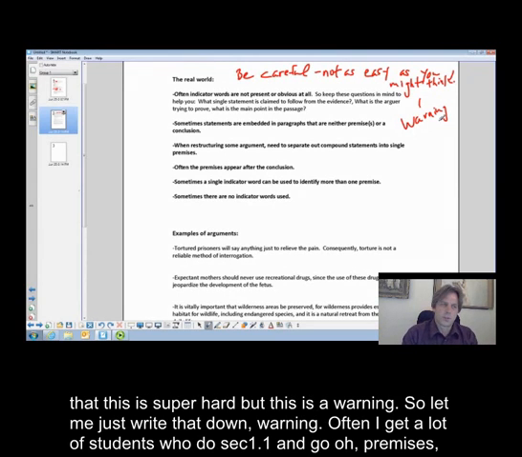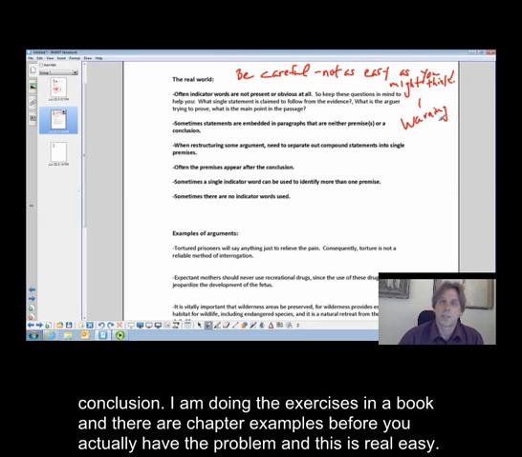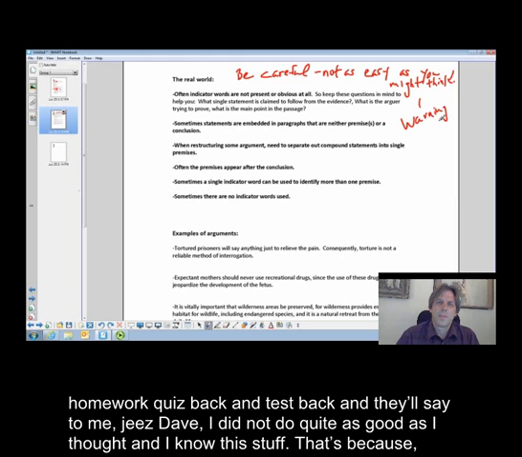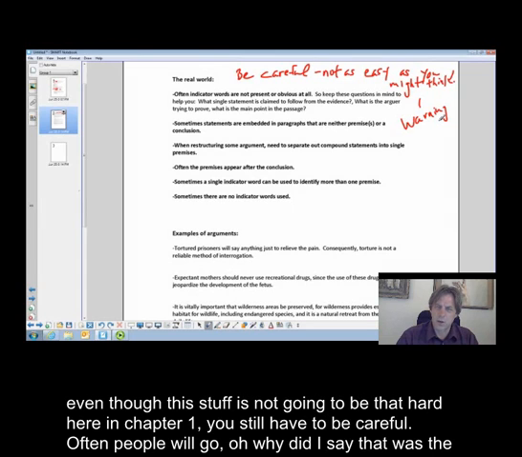Often I get a lot of students, they'll do section 1.1 and they'll go, oh, okay, premises, conclusion, I'm doing the exercises in the book, and there's chapter examples before you actually have the problems, and this is real easy. There's the premises, that's the conclusion. What I want to tell you to do is to be careful. Just slow down, because often students will get their first homework quiz back and test back, and they'll say to me, gee, Dave, I didn't do quite as good as I thought, and I know this stuff. That's because even though this stuff is not going to be that hard here in Chapter 1, you still have to be careful. Often people will go, oh, why did I say that was the conclusion?